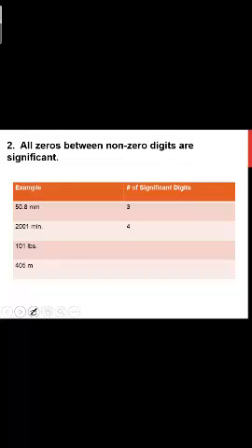Rule number 2. All zeros between non-zero digits are significant. So if we have zeros, which we will have, we need to know whether the zero counts or not. So the rest of our rules are going to deal with zeros. If it's between 2 non-zeros, then they do count. So here we have 50.8 millimeters. The 0 between the 5 and the 8 counts, so we have 3 significant digits. In our second example, 2001 minutes, those zeros are between 2 significant numbers, and so we have a total of 4 significant digits. 101 pounds. We have a 0 between 2 ones, and so that would be 3 significant digits. Try this last one. Hopefully you said 3, because that 0 is between 2 non-zero numbers, and so all of those numbers count.